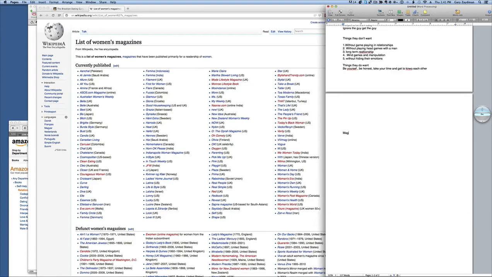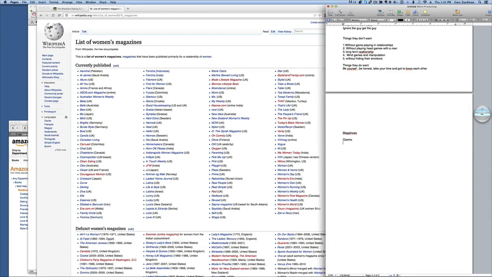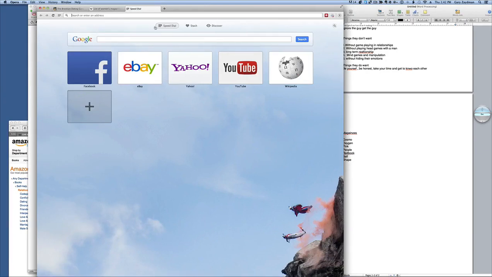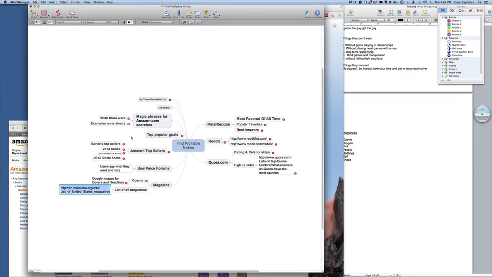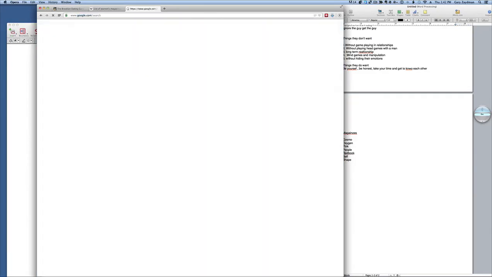Let's see, magazines. So definitely Cosmo. Maybe Oxygen. Pink. People. Redbook. Self. Shape, if they were into fitness. And now what we could do is take, for instance, Cosmo, and go through and see the covers of Cosmo magazine and see what the headlines were.